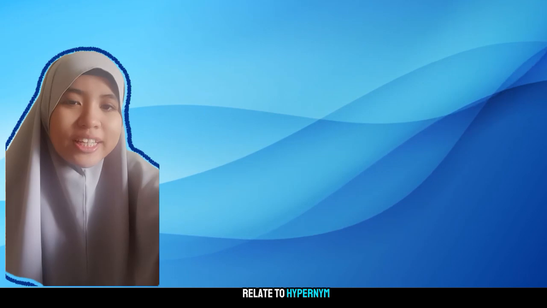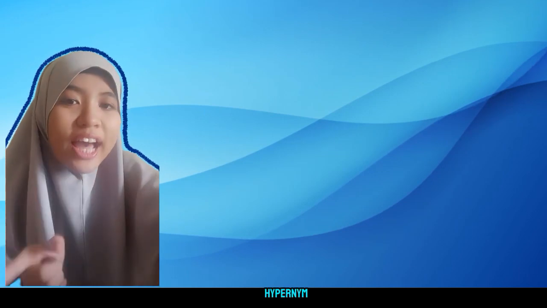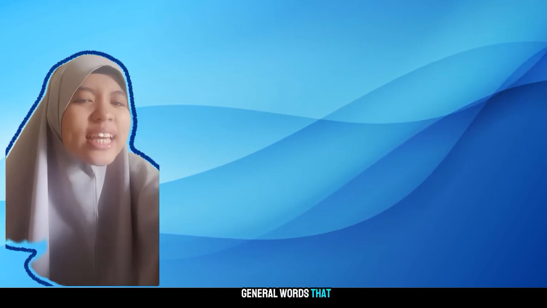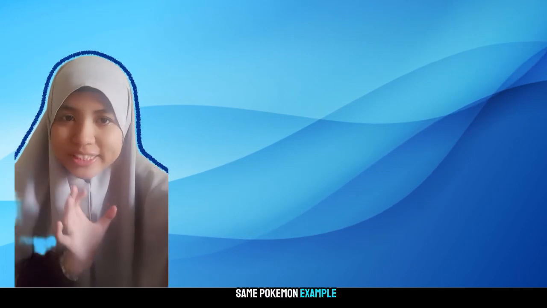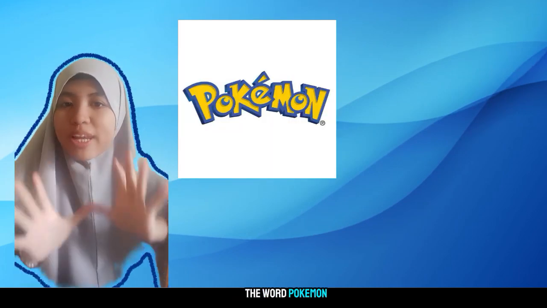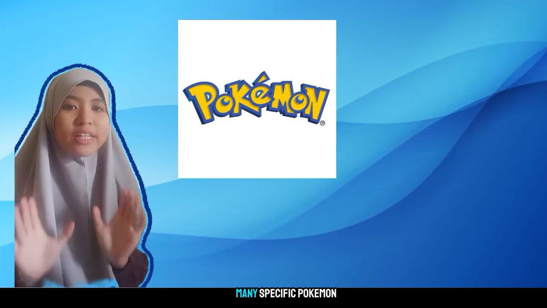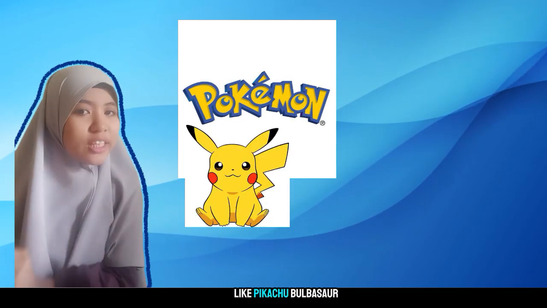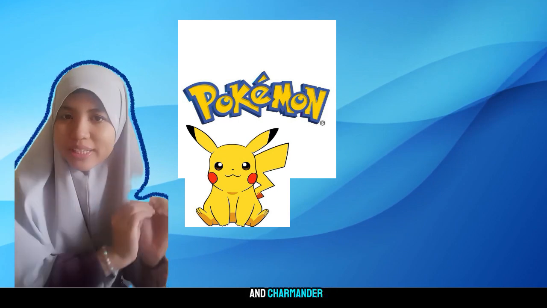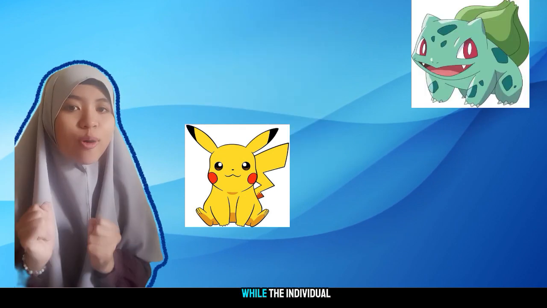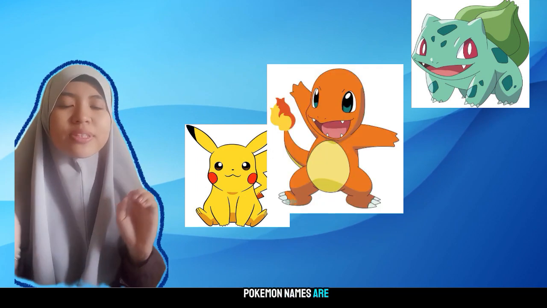Related to hyponym, we also have hypernymy. Hypernymy refers to general words that include more specific words. Using the same Pokemon example, the word Pokemon is a hypernym because it includes many specific Pokemon like Pikachu, Bulbasaur, and Charmander. So, Pokemon is the hypernym, while the individual Pokemon names are hyponyms.